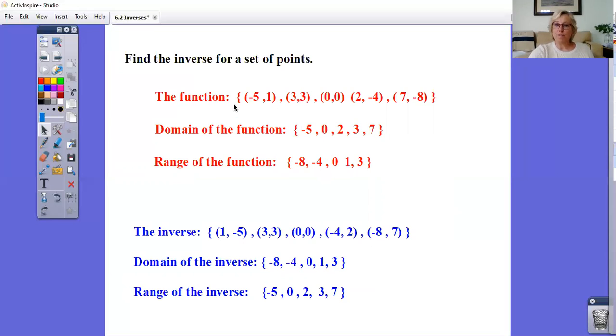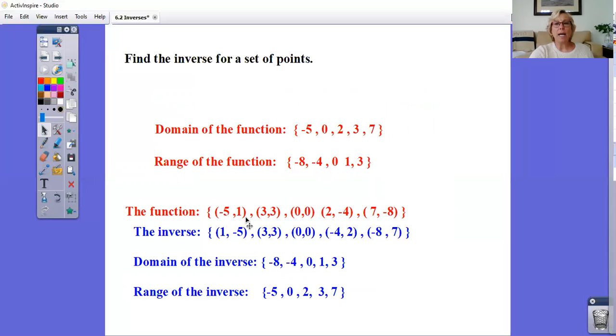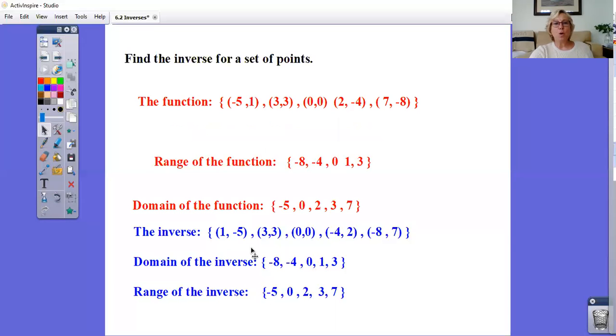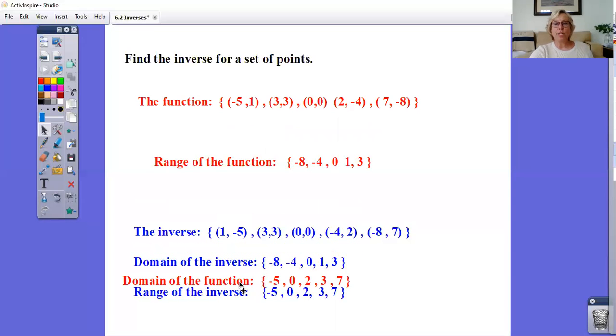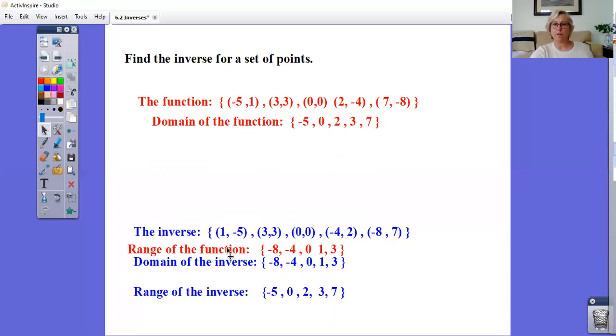The inverse of this function, if you'll notice, what happens with the x and the y? I'm just reversing them, okay? I'm exchanging them. The 3 and the 3, 0, 0, the 2 here goes here, the -4, and so on. So to find an inverse of a set of points, you just switch the x and the y. But when you do that, notice that the domain of the original function becomes the range of the inverse. And the range of the original becomes the domain of the inverse.